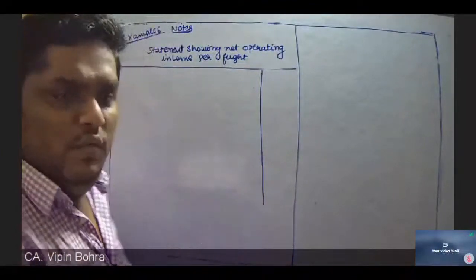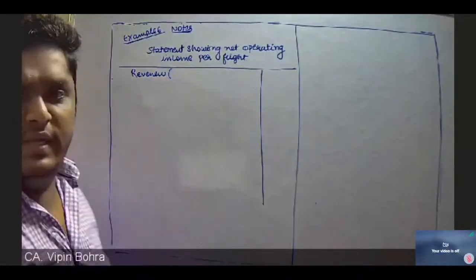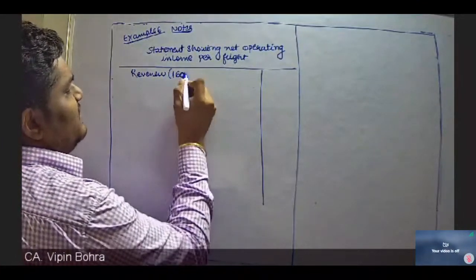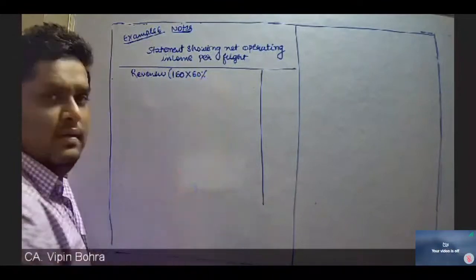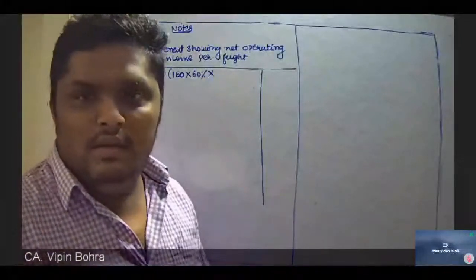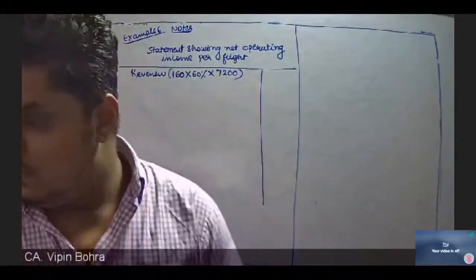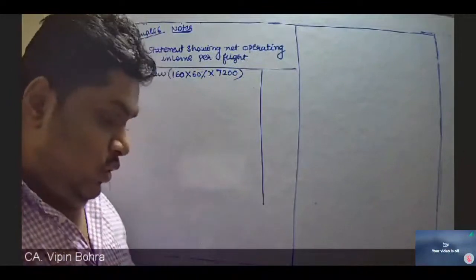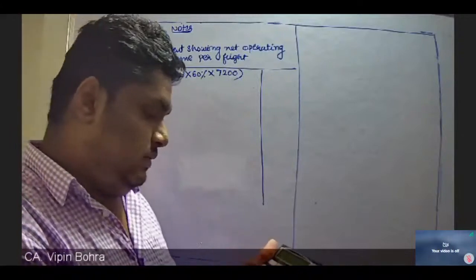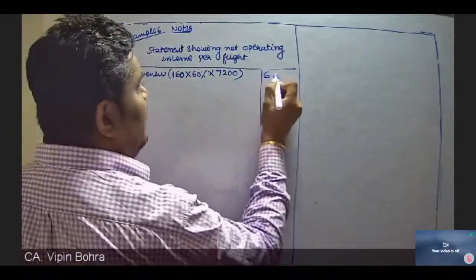Now, first of all is the revenue. How much revenue am I generating per flight? So the seating capacity is 160 passengers into 60%, into the one-way fare of 7,200. So the total number of passengers traveling will be 96. Sorry, 160 into 60% is 96, into 7,200. So 6,91,200 is my total revenue.